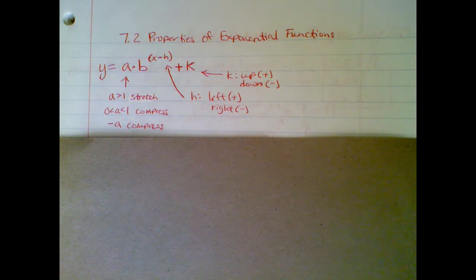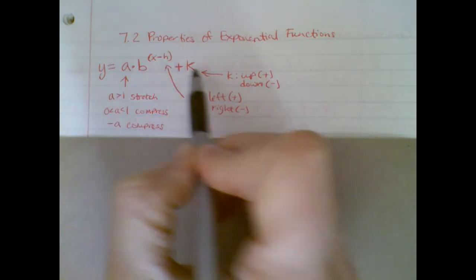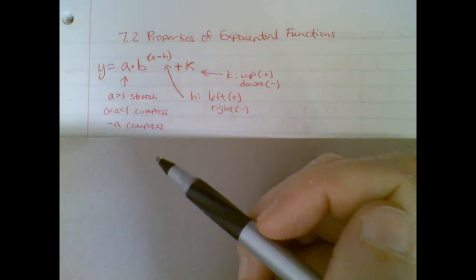Hello, 7.2 is going to take a look at properties of exponential functions. So these are transformations that come up with exponential growth and decay problems. So please write down this equation. You'll notice the a, the h, and the k are still the same from the previous chapters.